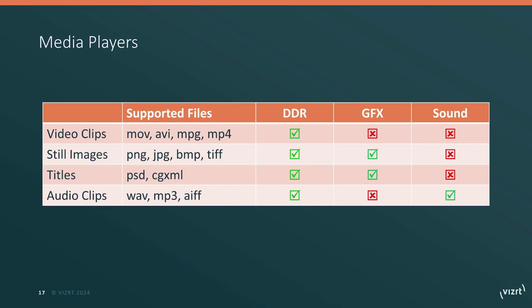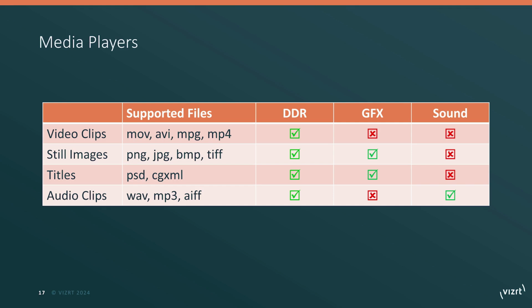Titles, which are basically like a still image but do allow for editing of the titles, can be either an Adobe Photoshop PSD image or a format called CG XML, and those can be played in either a DDR or a graphics player. And finally, we have audio clips. These would be things like a WAV file, an MP3 file, or an AIFF file. These can be played in a DDR or a sounds player.